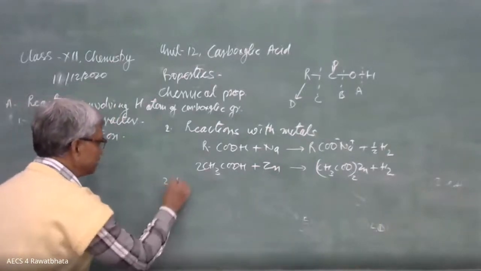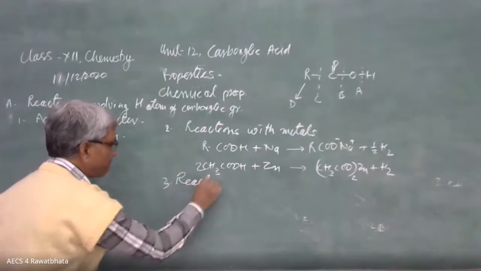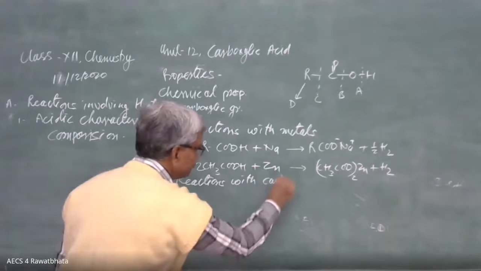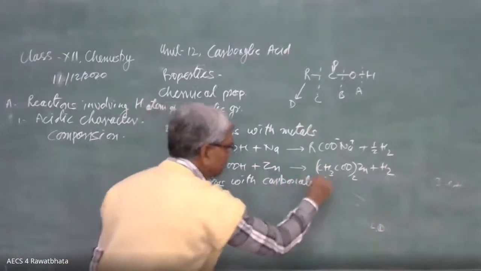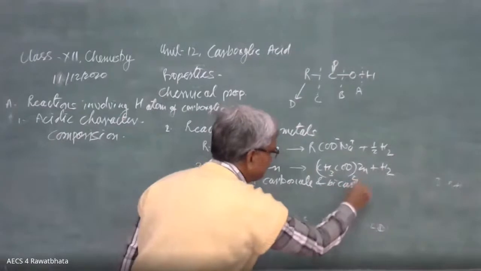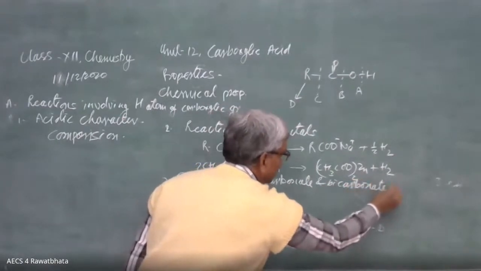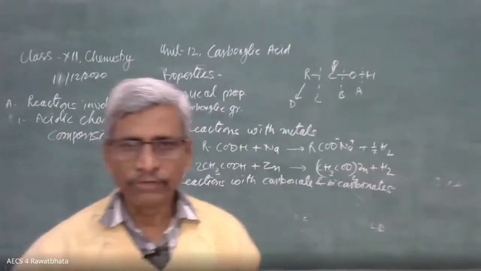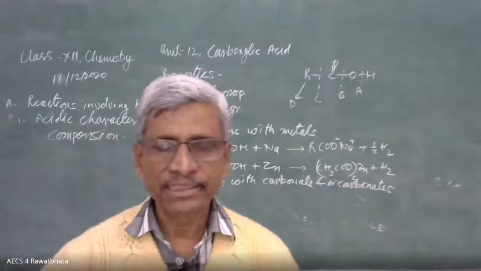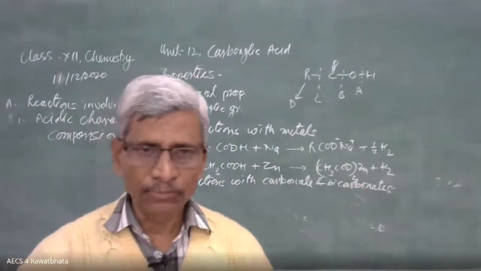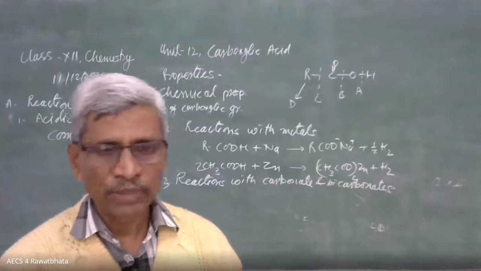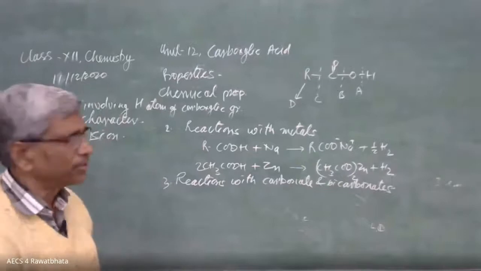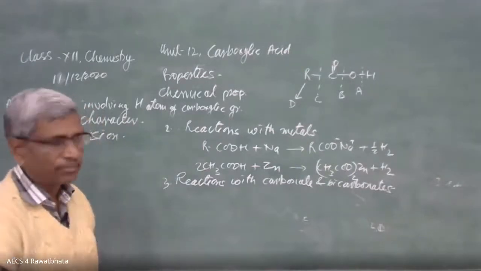Another is reactions with carbonates and bicarbonates. In a lab also, we confirm the carboxylic group by doing this experiment. We add carbonate or bicarbonate to the sample, and if bubbles come out, that is because of the release of carbon dioxide, and it verifies the presence of carboxylic acid.